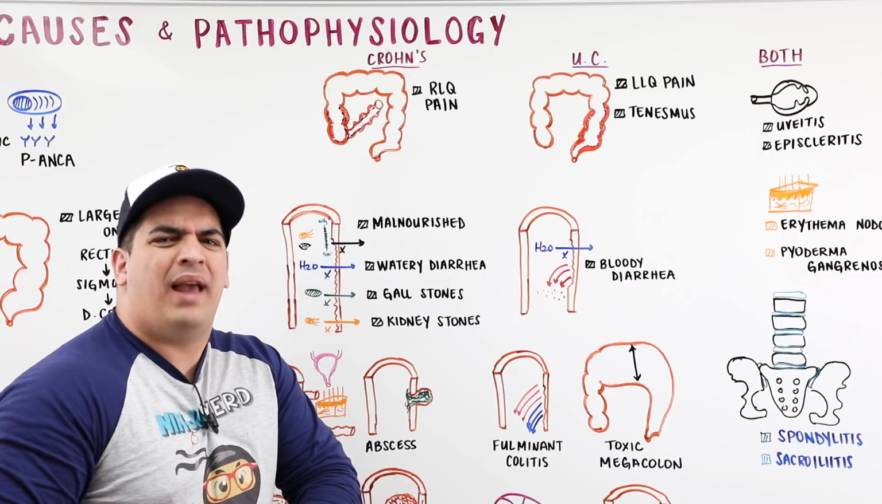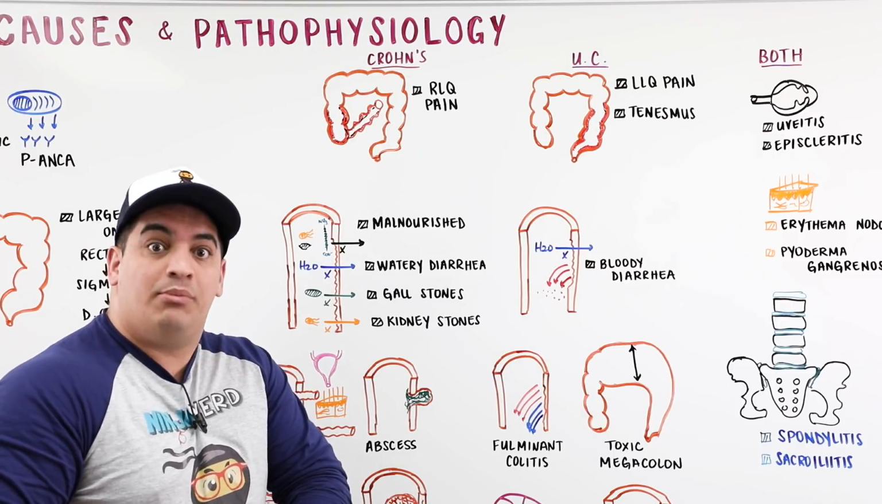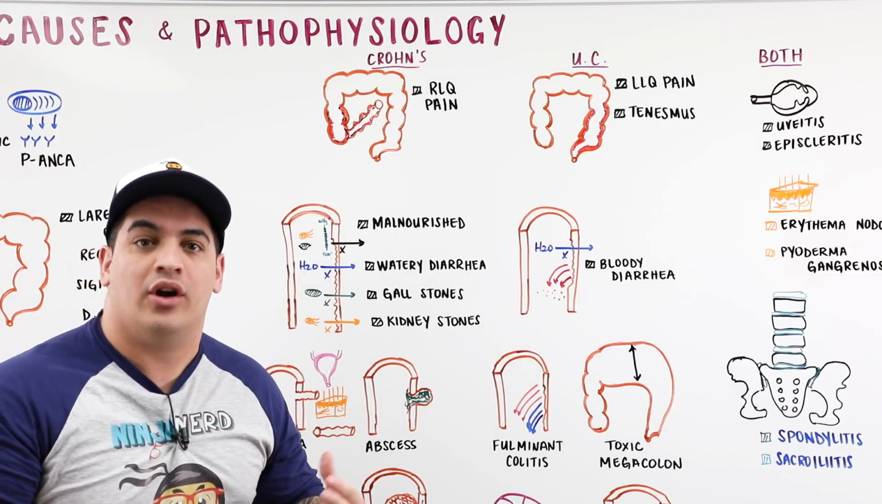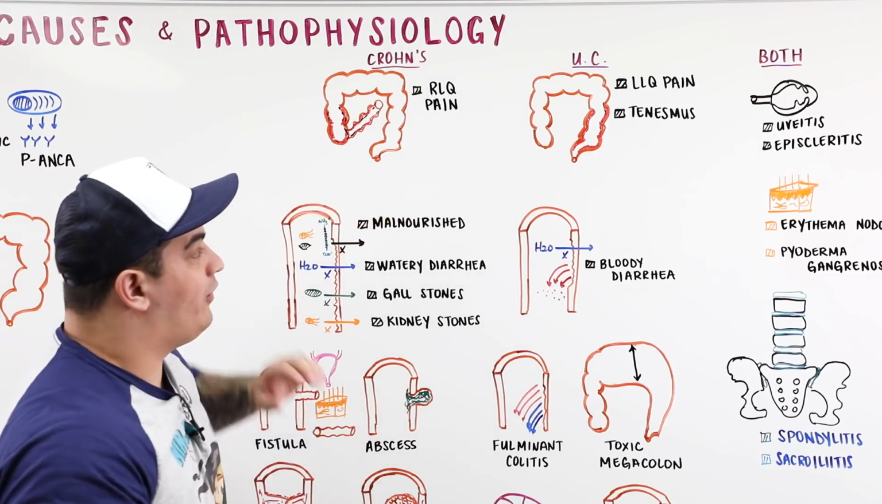If you have inflammation and pain that is referring from that area, it should be the right lower quadrant. And that makes sense based upon where the inflammation is most commonly going to occur. So right lower quadrant pain is a big, big thing for Crohn's.